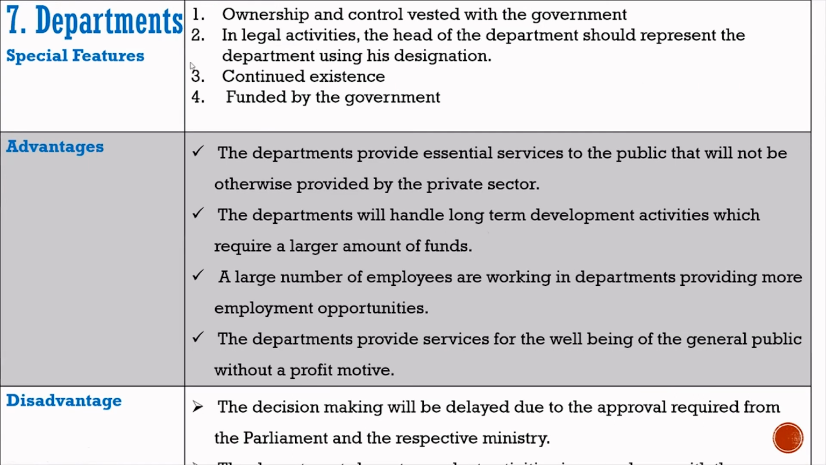Next, it is the departments. They are owned and controlled by the government. They do legal activities. The head of the department will represent the department under its position, and they have a continued existence and they are funded by the government. So basically if you are writing what departments are, they are institutions or businesses controlled and owned by the government where it has a continued existence and funded by the government.